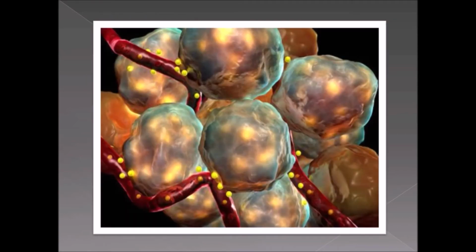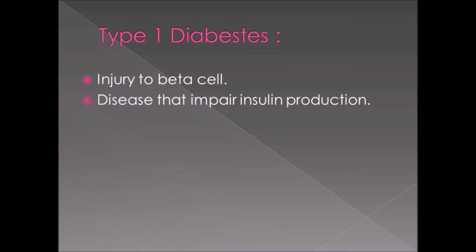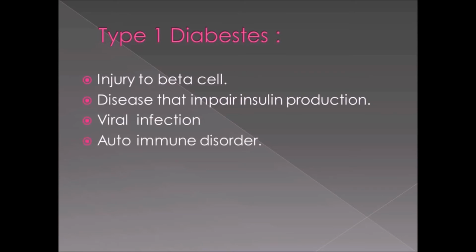Destruction of beta cells in many patients with type 1 diabetes is due to injury to beta cell, disease that impair insulin production, viral infection, autoimmune disorder, heredity.